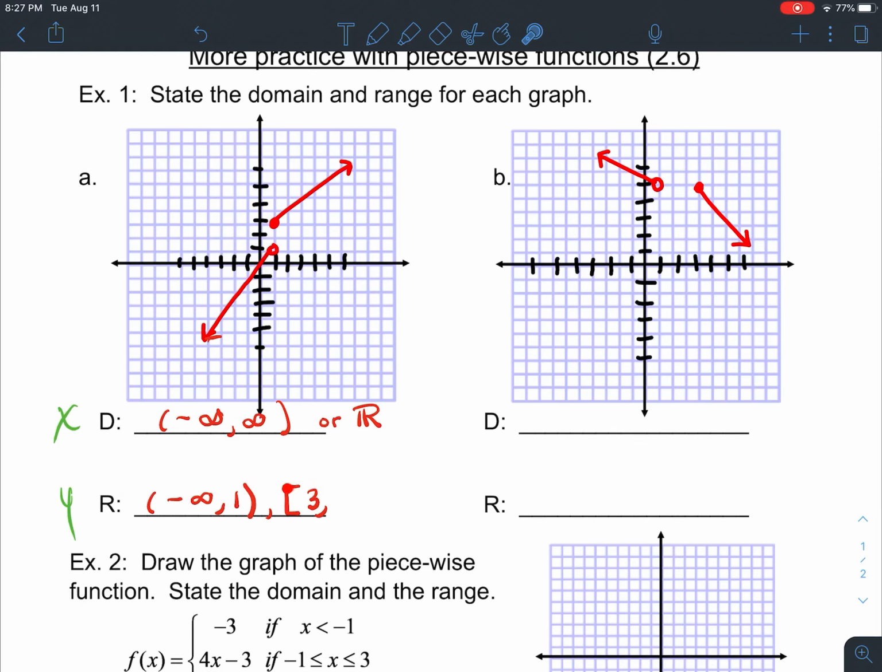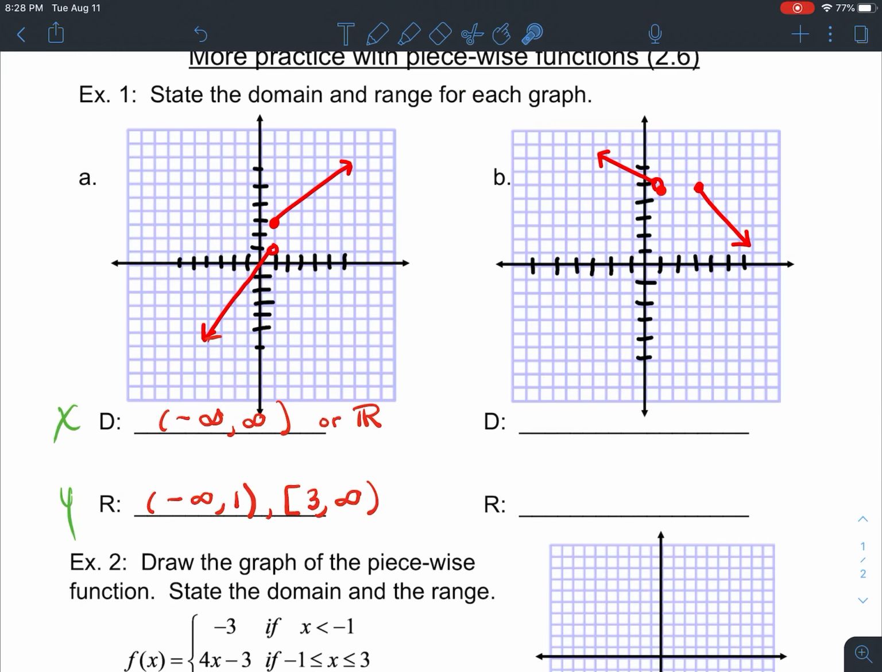So I'm putting a parentheses. The other piece starts at a y value of 3. Notice it's closed here at 3, so I'm choosing a bracket. And then it carries the y values all the way up to infinity. Okay? All right, let's try the same thing here on this graph.